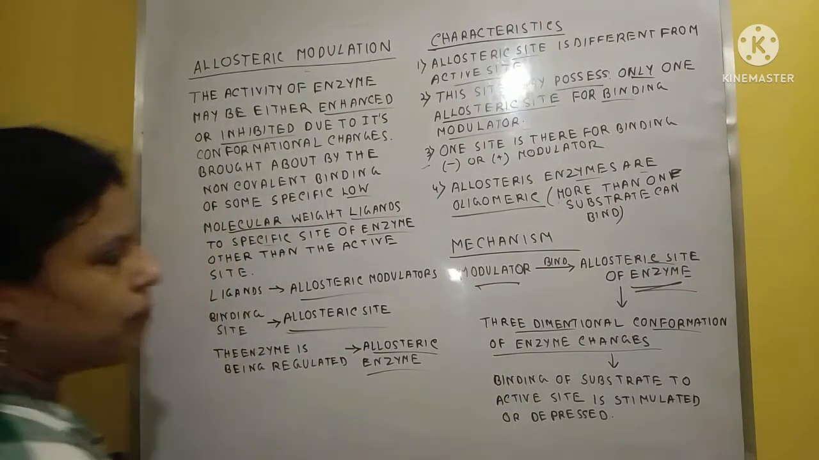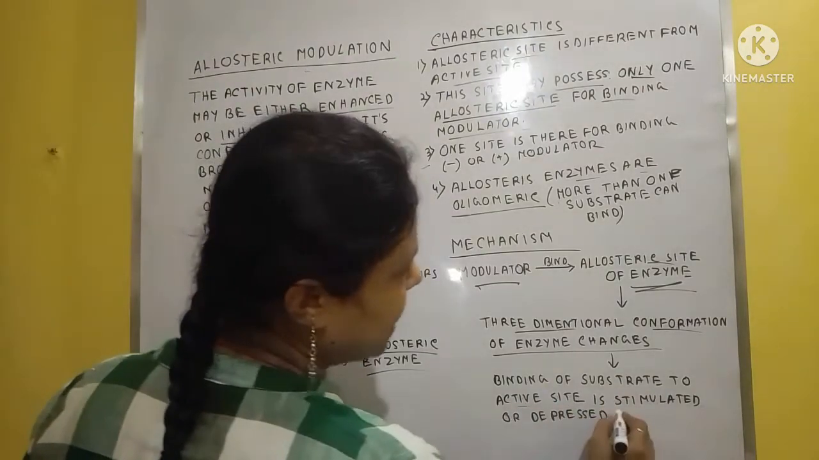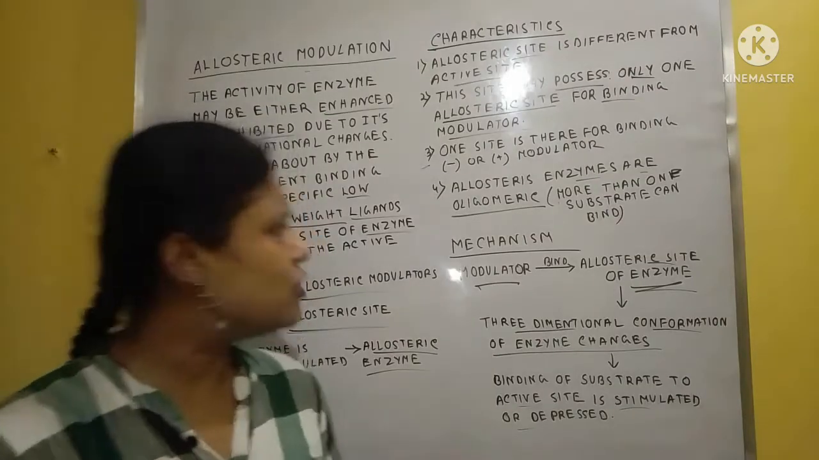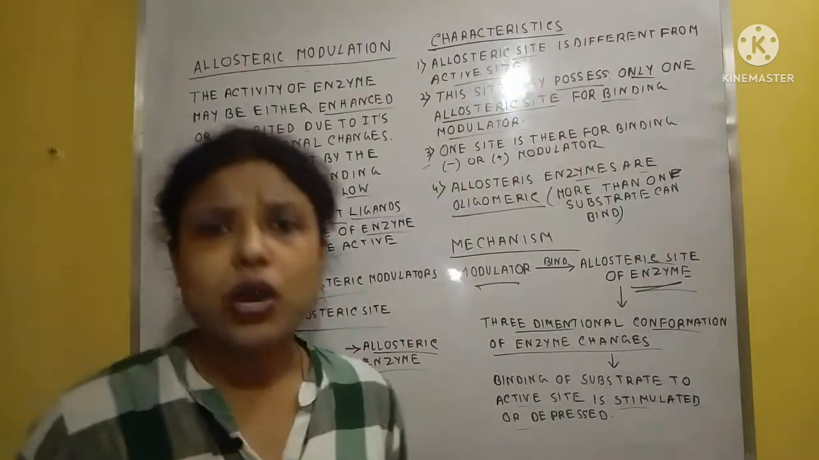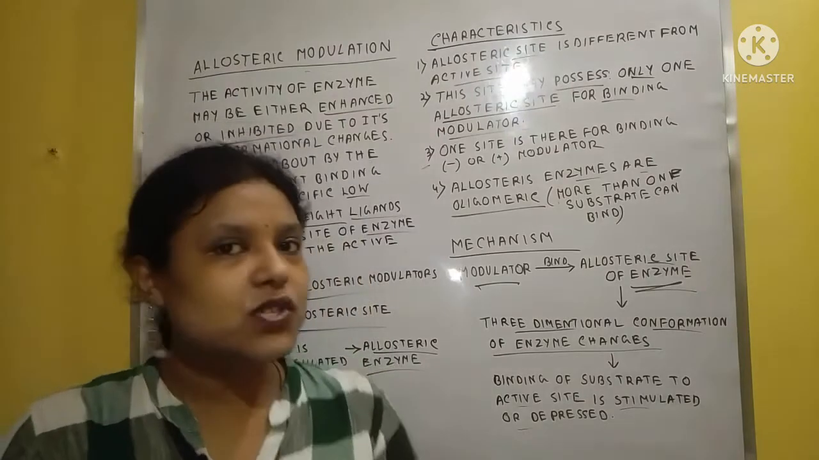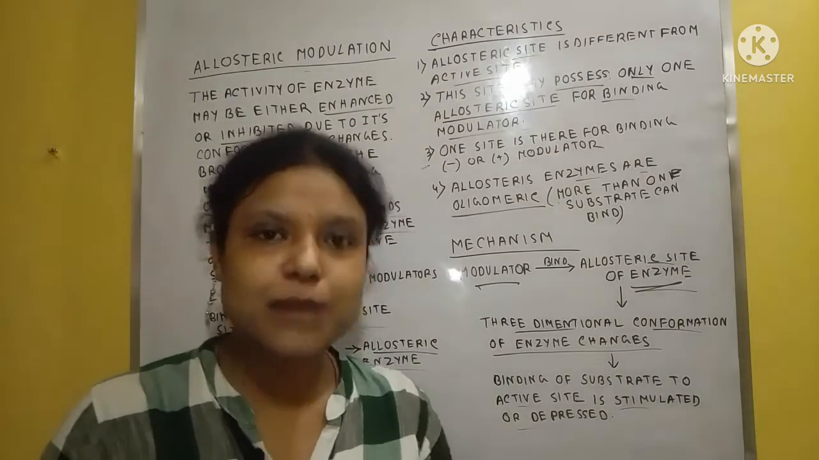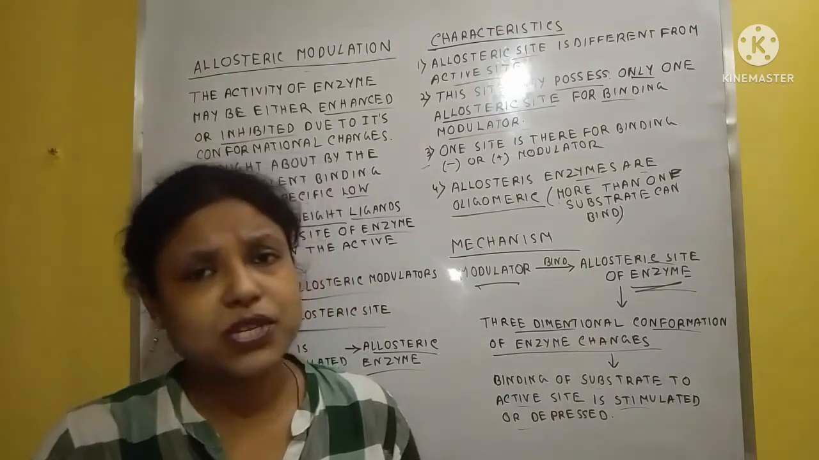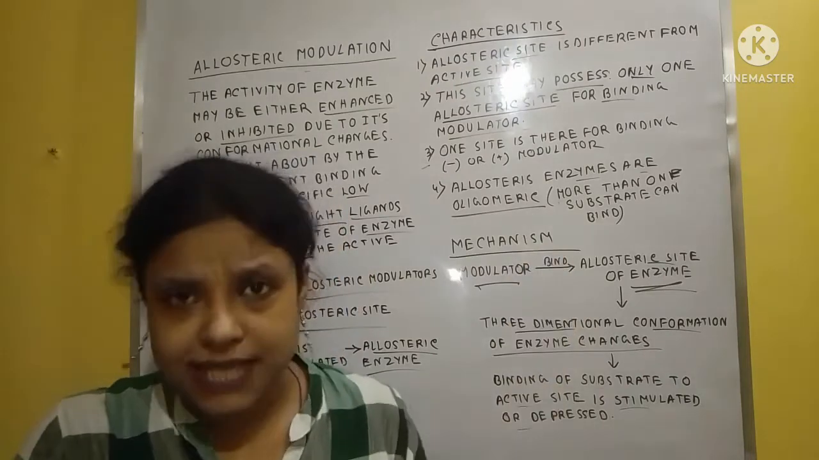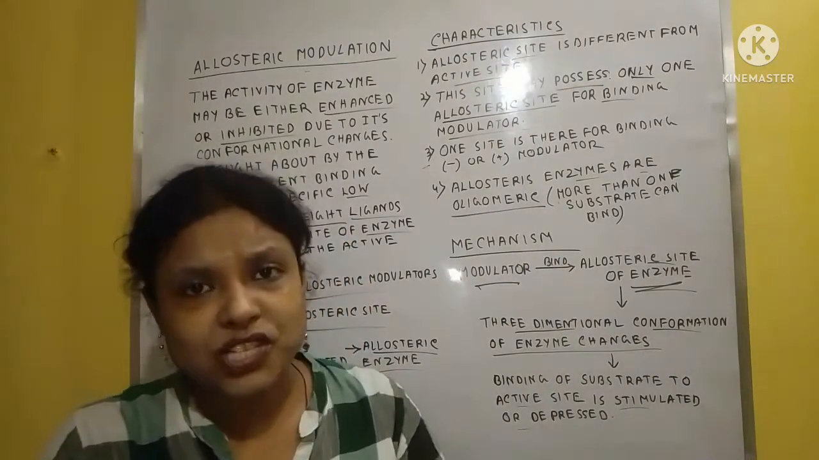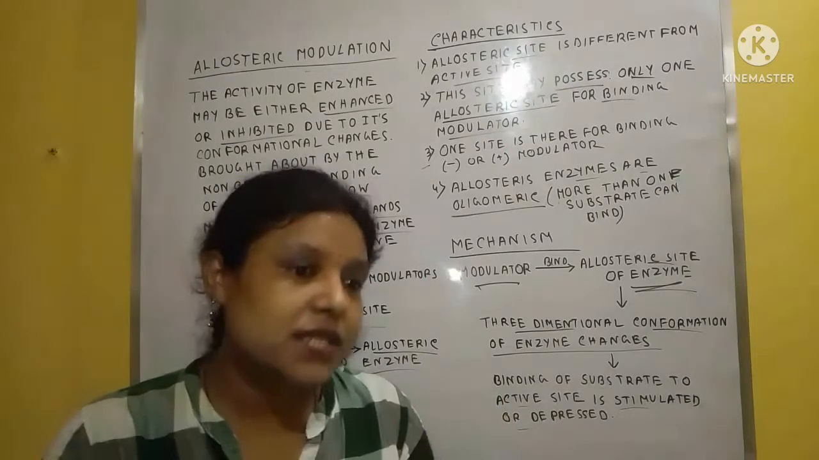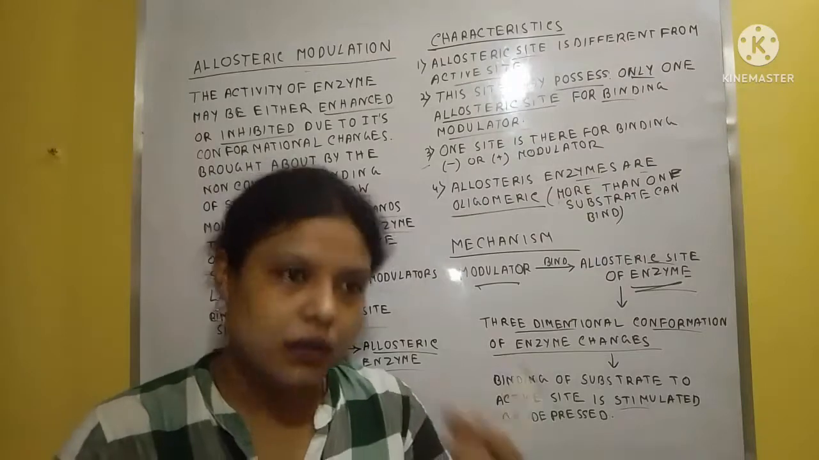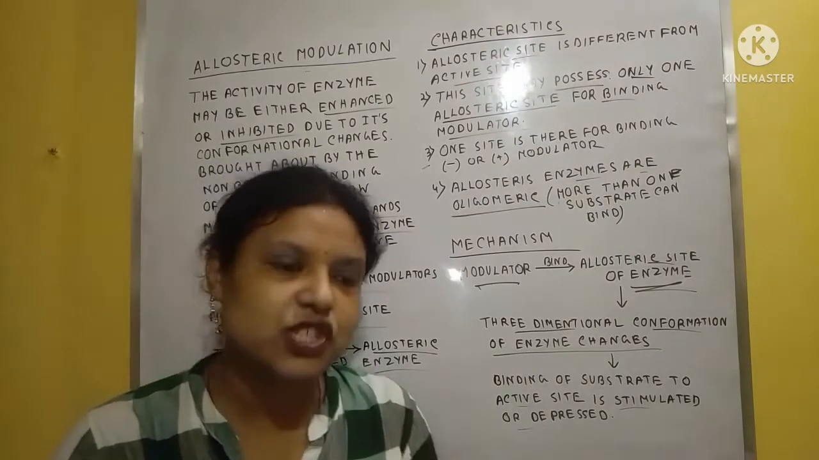And the last one: the binding of the substrate to the active site is stimulated or depressed. If a positive allosteric modulator binds with the allosteric site of the enzyme, it helps stimulate the binding of substrates. But if a negative allosteric modulator binds with the allosteric site, the reaction is depressed. That means the substrates try to bind with the enzyme, but the reaction is depressed.